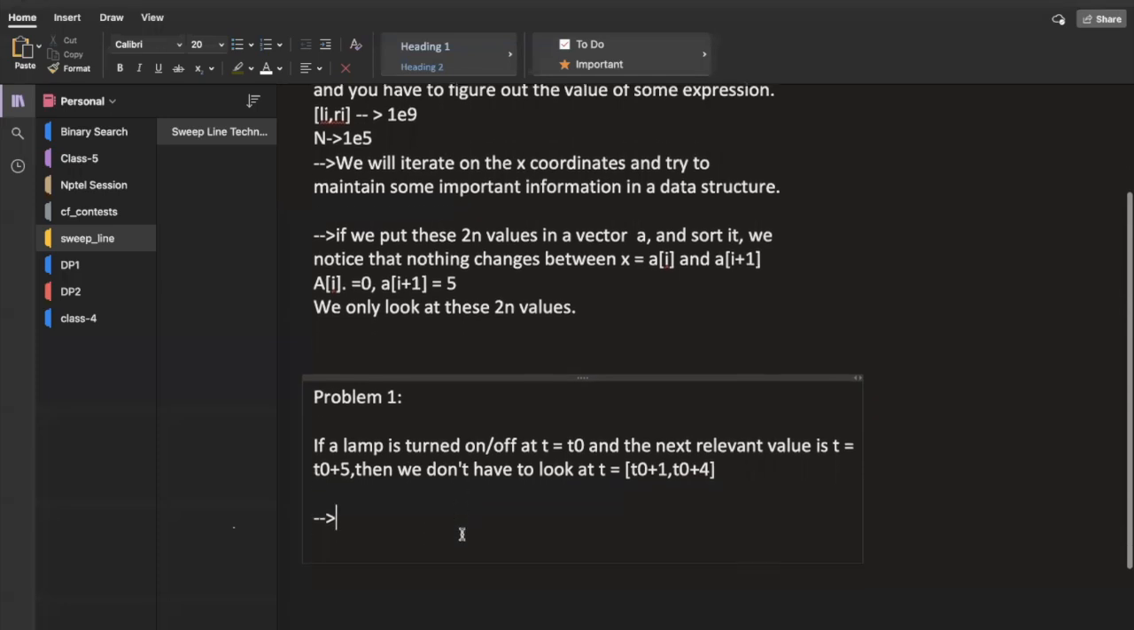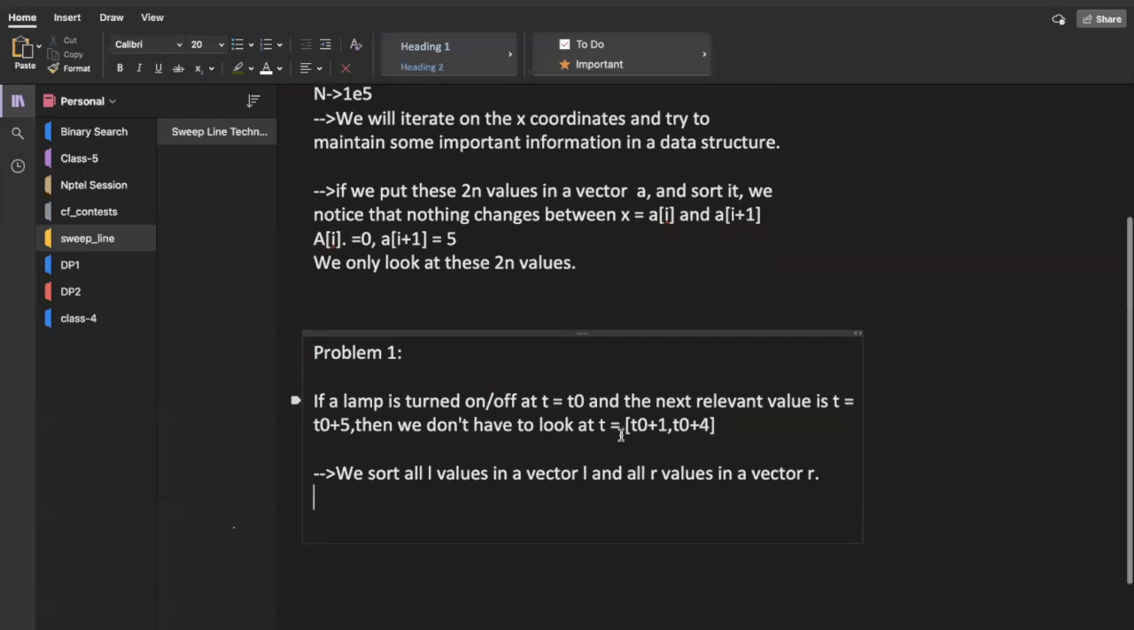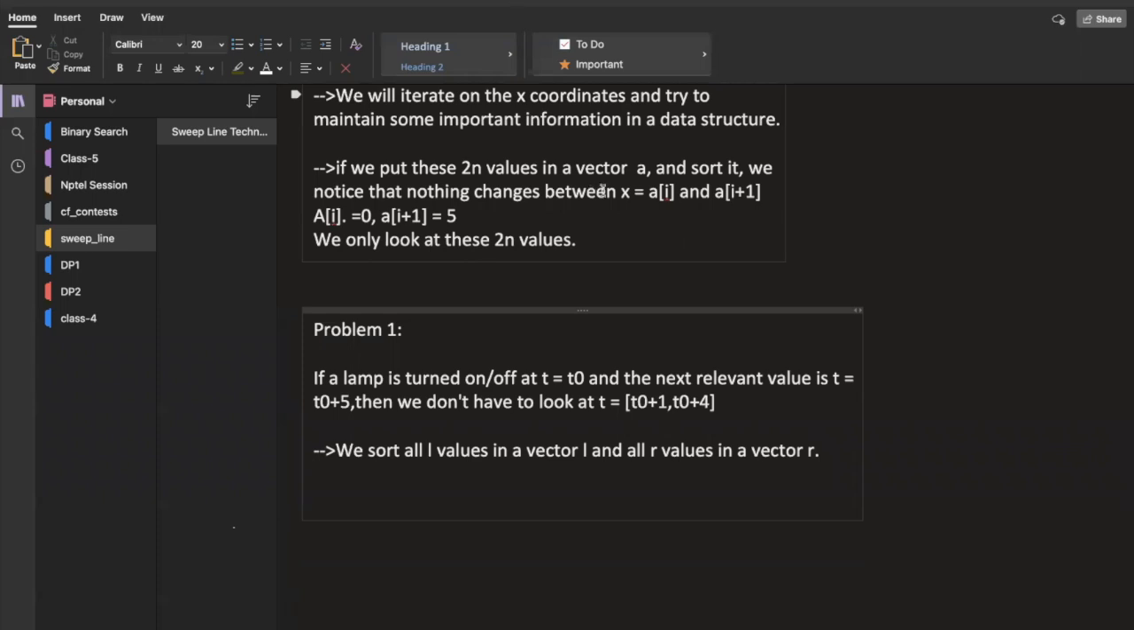So what we'll do is we will sort all these L values separately and we will sort all these R values separately. So we sort all L values in a vector L and all R values in a vector R. Okay. So this is what we are going to do. Now we are going to apply the 2-pointer technique here.